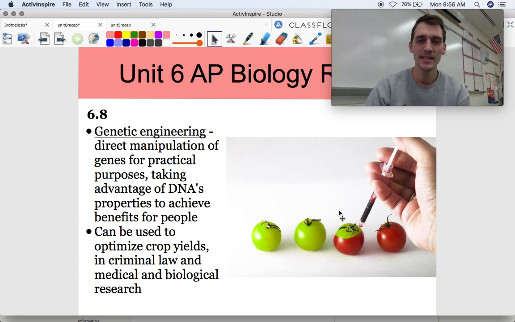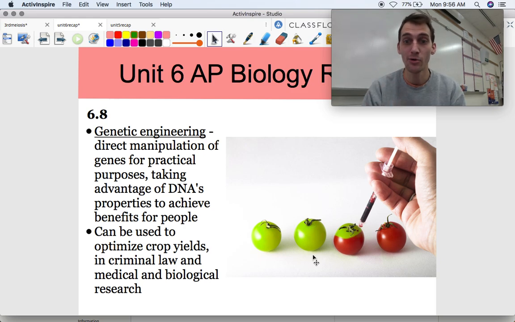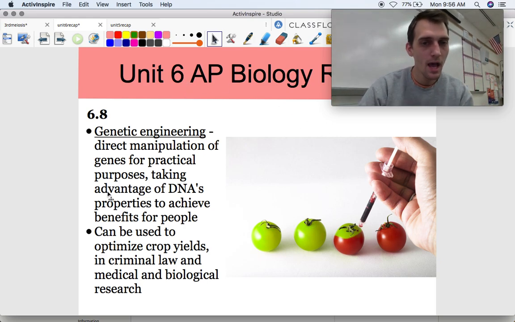And this picture is kind of misleading, right? You can't just inject a tomato and now it's red. That's not how it works. It can be used to optimize crop yields, in criminal law, and in medical and biological research. Yeah, this picture I just found on the internet. I typed in genetic engineering and it came up, so I just put it up. But it's misleading. All right, just take a note of that.